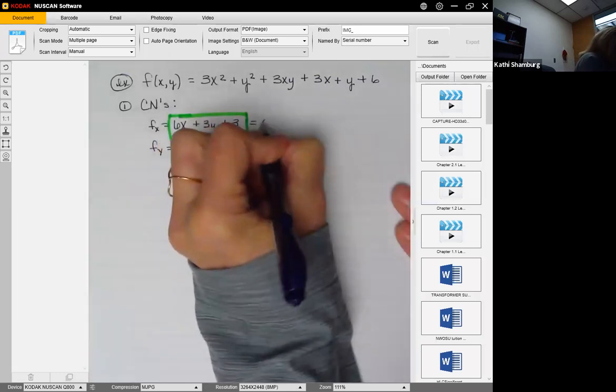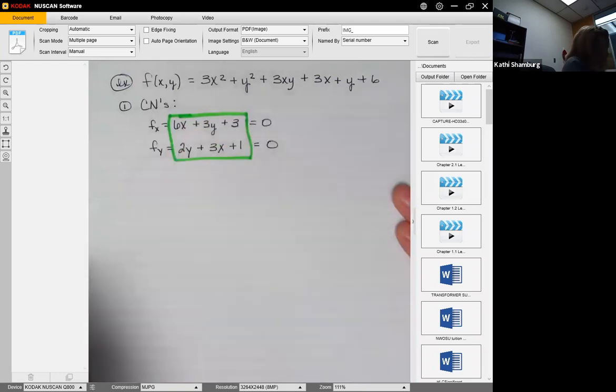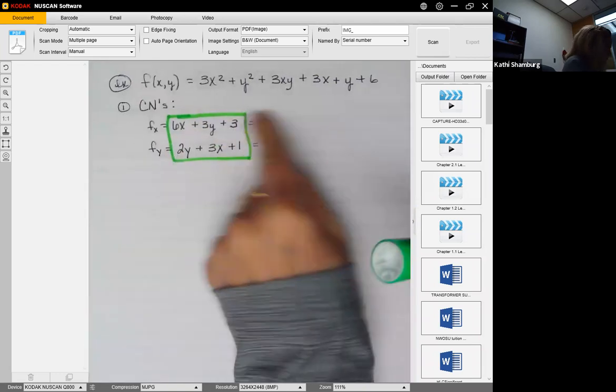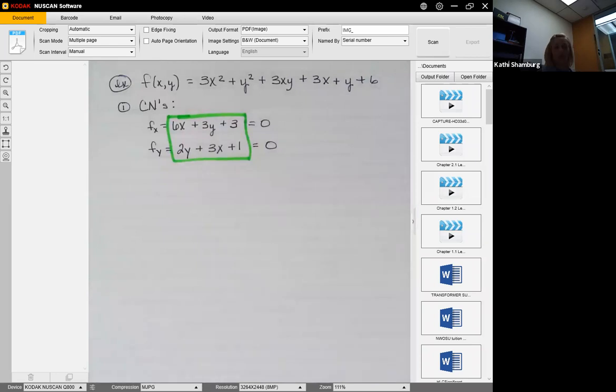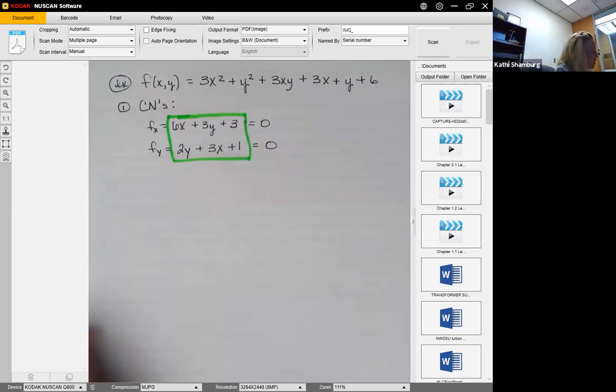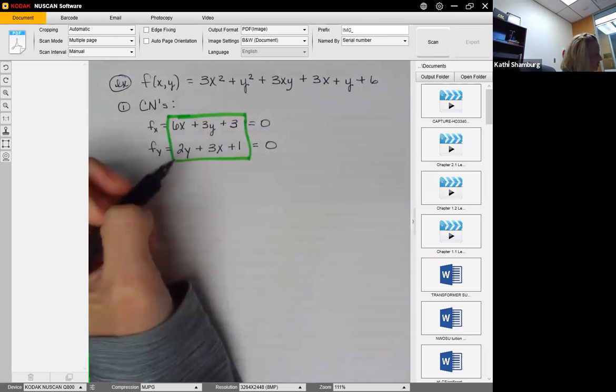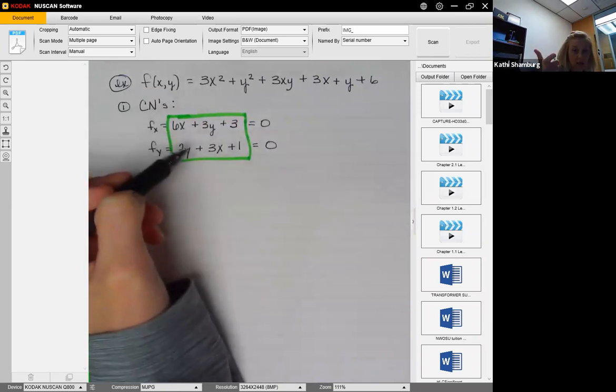And we need to set these equal to 0. I probably should have gone all the way out, but that's okay. Remember, where the first derivatives are equal to 0, that is where we have our critical numbers. All right, so this is a system of equations. In these, we have to solve this system for x and for y.